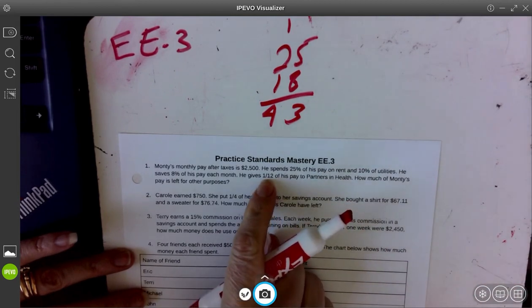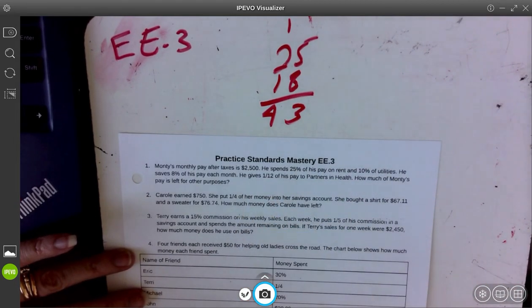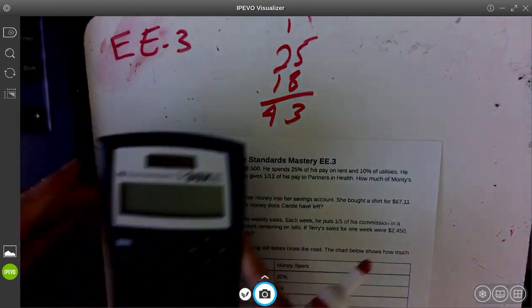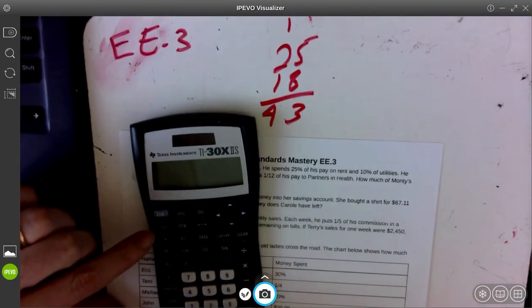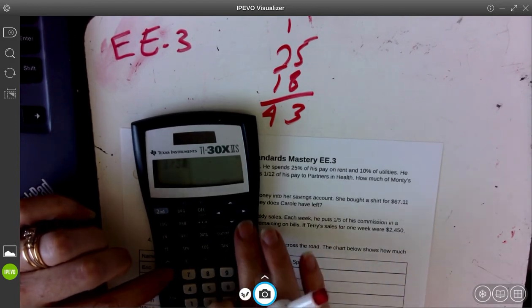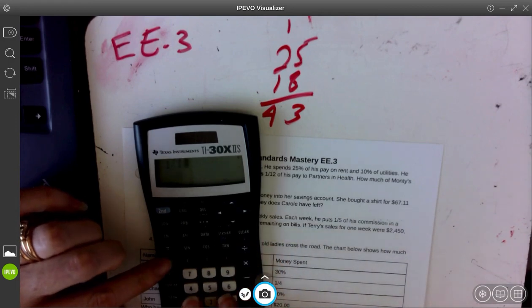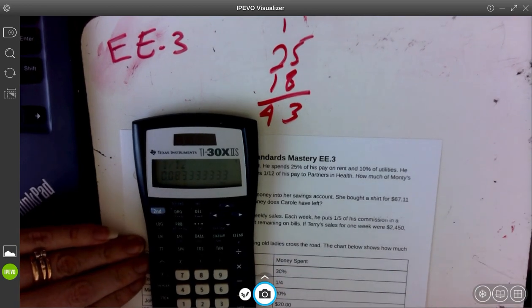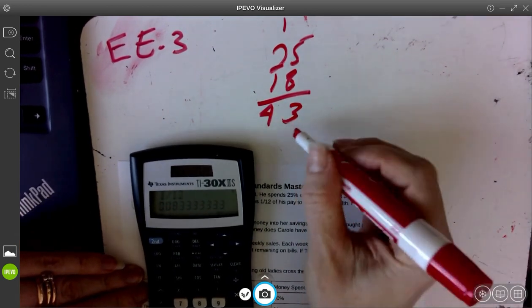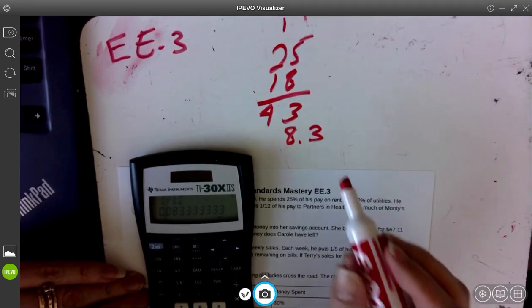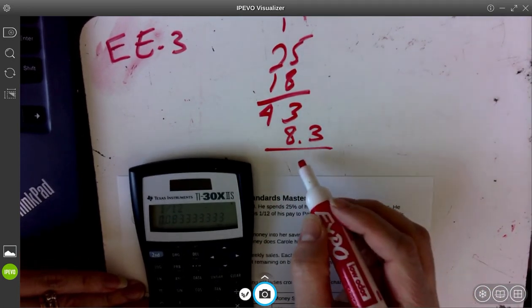Now I need to figure out what 1/12 is. The easiest way to do this is on a calculator, where you just go 1 divided by 12. And I get 0.833. So I'm going to go with 8.3 as my percent. So I'm going to go ahead and add that up.